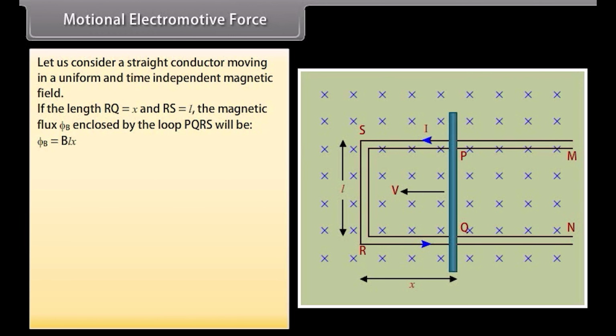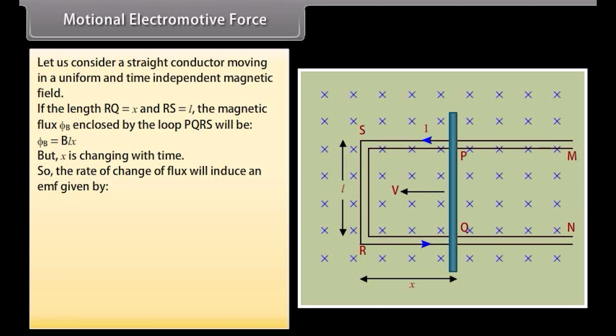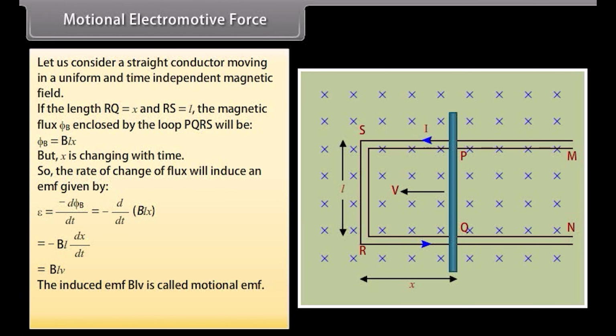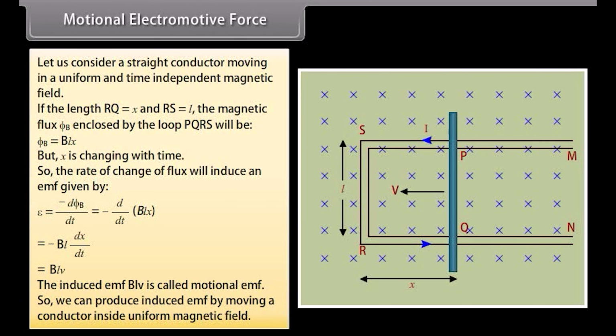If the length RQ is x and RS is L, the magnetic flux phi B enclosed by the loop PQRS is equal to BLx, but x is changing with time. So the rate of change of flux will induce an EMF given by minus the differentiation of BLx with respect to time, which is equal to BLv. The induced EMF BLv is called motional EMF. So we can produce induced EMF by moving a conductor inside a uniform magnetic field.